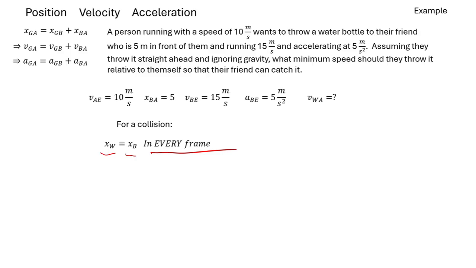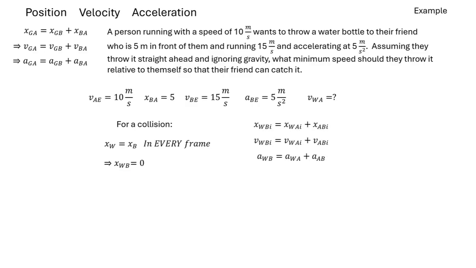Either they're in the same position or they aren't. Another way to say that: these are incomplete labels. They don't have reference frames. Another way to say that is that the position of the water bottle in the frame of person B has to be 0. In other words, the water bottle is at person B's origin, and that's why they're in the same place. So that's the frame we're going to do this in, because whenever you have a 0, it's nice.